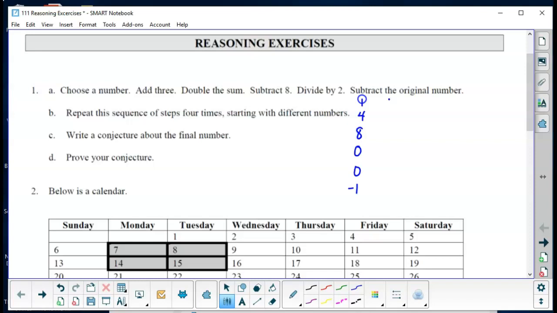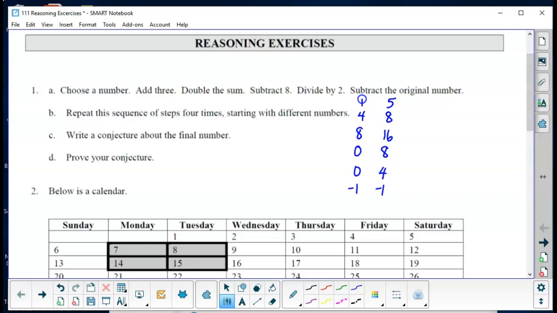Let's do it with a bigger one. How about 5? Add 3 is 8. Double the sum is 16. Subtract 8 is 8. Divide by 2 is 4. Subtract the original number. 4 minus 5 is -1. I get the same number as the last one, but I started with a different number.